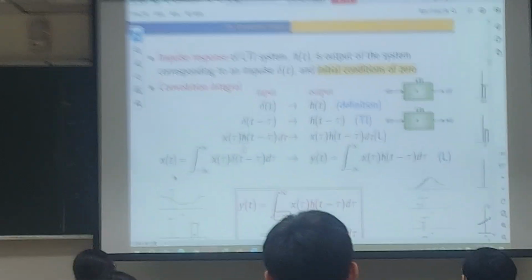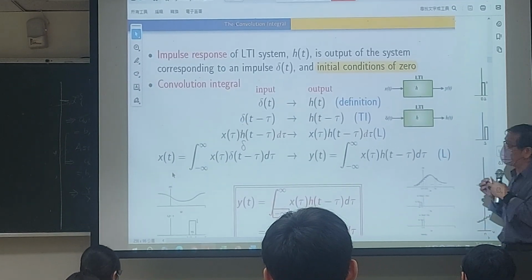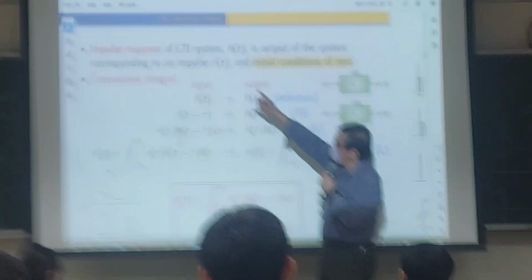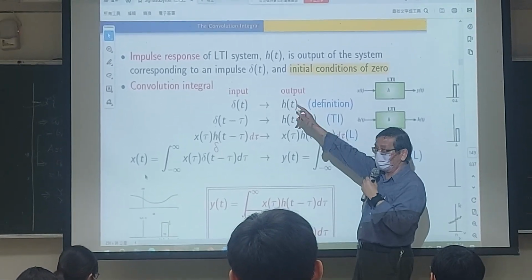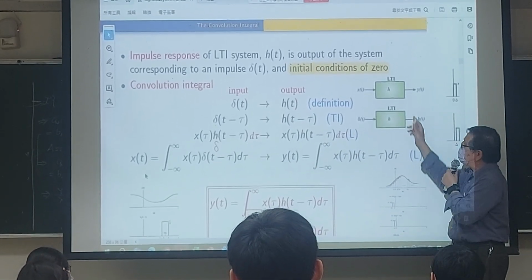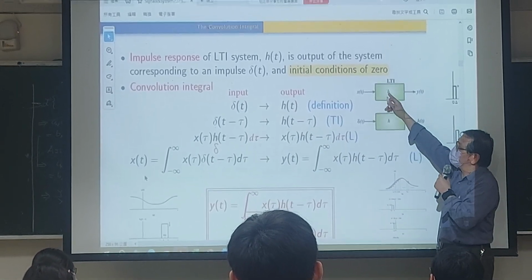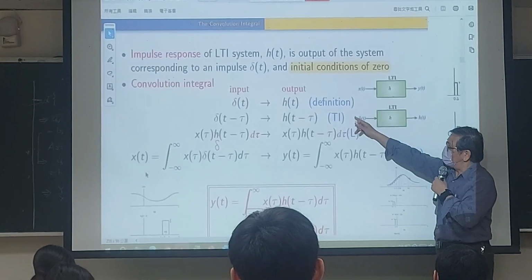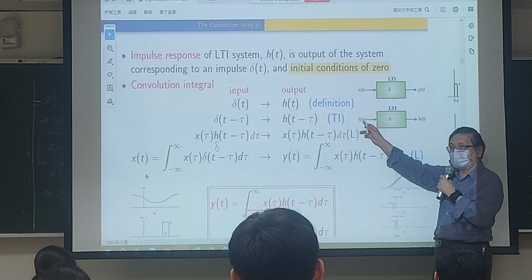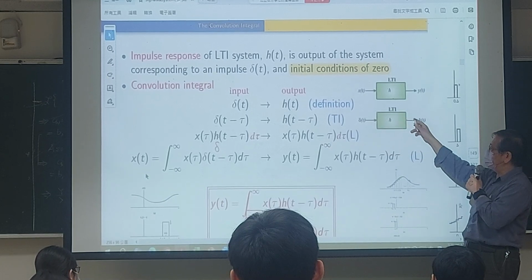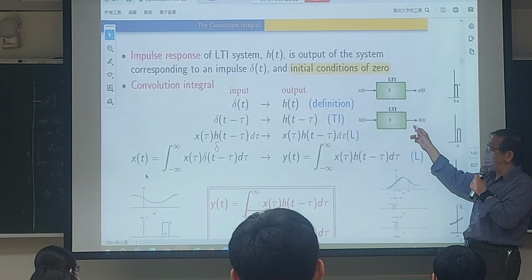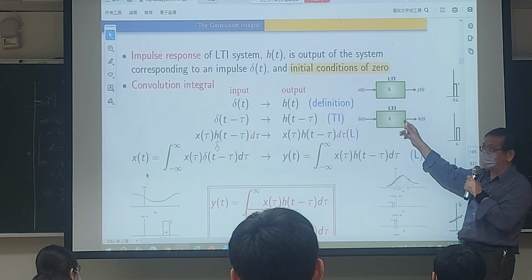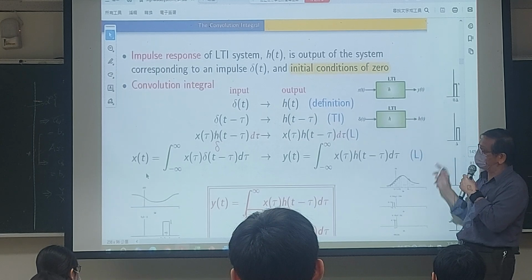So again, let's consider a linear time invariant system. LTI is linear time invariant. So suppose I have a linear time invariant system, let me call it H. That means if the input signal is delta of t, the impulse function, then the output will be h of t. That's the impulse response, the definition of impulse response.